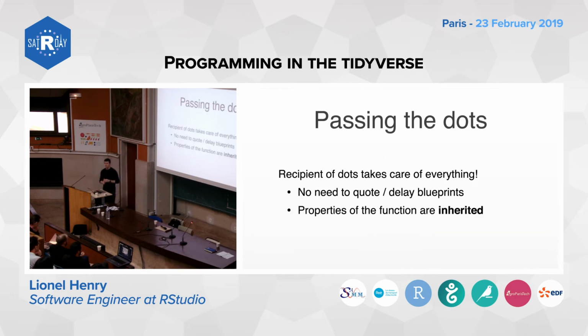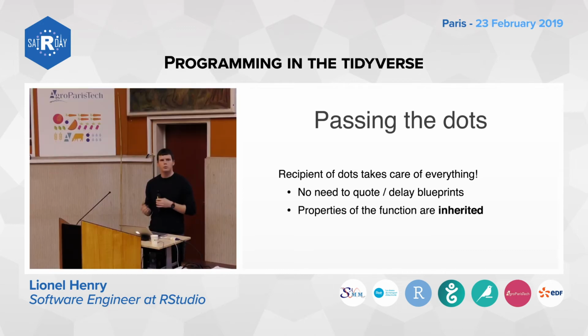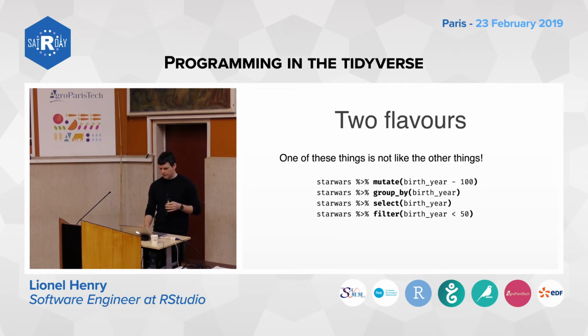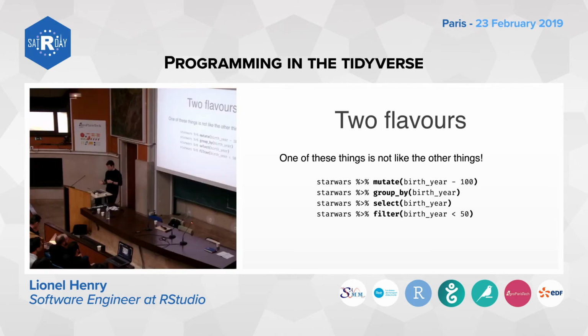So it works because the function that receives the dots takes care of everything. It takes care of delaying the blueprints and interpreting them. And that also means that the properties of the function you pass the dots to are inherited. And so we'll briefly talk about two flavors of tidy evaluation. If we take these four functions from dplyr, mutate, group by, select, and filter, they all have data masking, but one of these is a bit different, which is select.